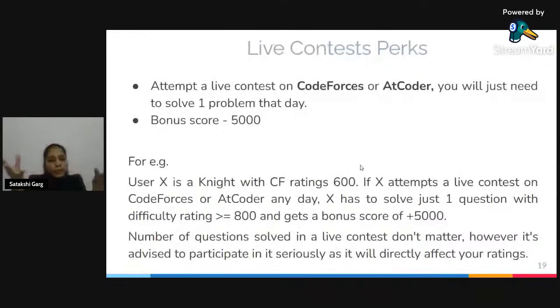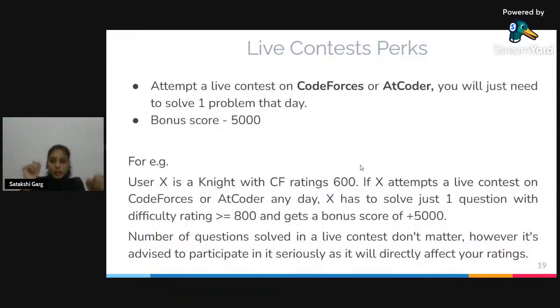Now there's one thing, which is that if you participate in a contest, you get a bonus score of 5000. What this score is, I'll be explaining in a while, in the coming slides. But if you participate in a contest, you get some additional score as well. What does participation in a live contest mean? You go and make a submission, be it correct or wrong, doesn't matter, but you have to make a submission, and that is considered a participation.